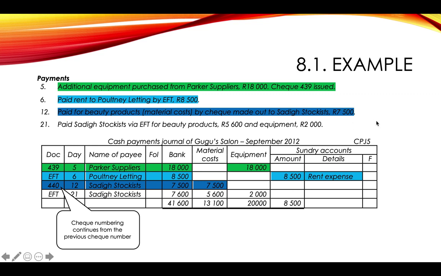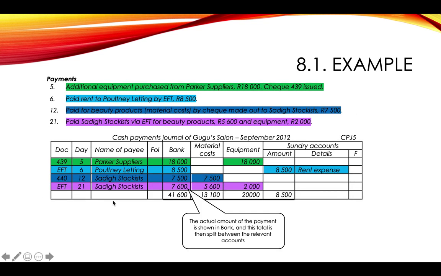On the 12th, paid for beauty products, which we are going to treat as material costs, by check made out to SADC stockists, 7,500. So over here you put your source document number. Now notice they haven't told me what the check number was, but you use your common sense. The previous check was 439, you can see that over here, and so therefore the next check must be 440, you just add 1. The day is the 12th, SADC stockists, 7,500 in bank, and material costs. Material costs always relates to stores and things that you use up in generating your income that you need.